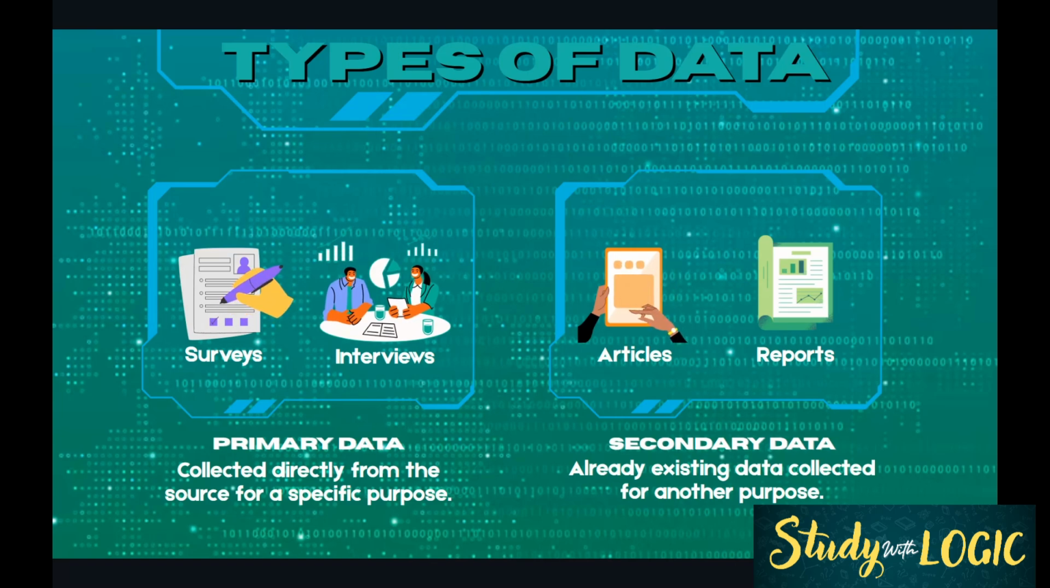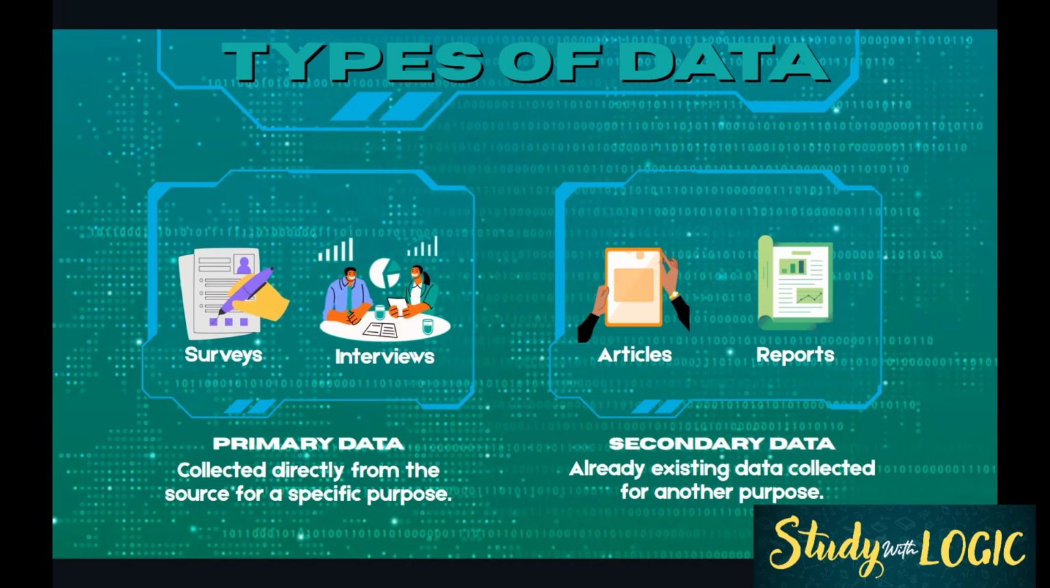Primary data is brand new information that we collect specifically for our research. It's first hand data, like when we do interviews or send questionnaires or run experiments, the information which we get in return is primary data. In short, we collect it ourselves for our own research needs.